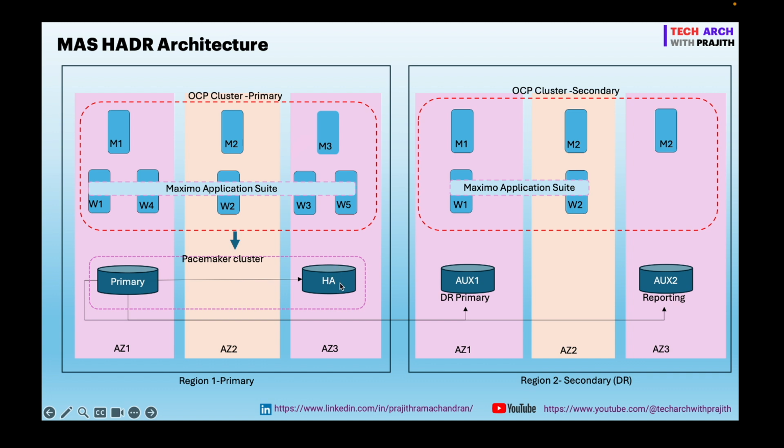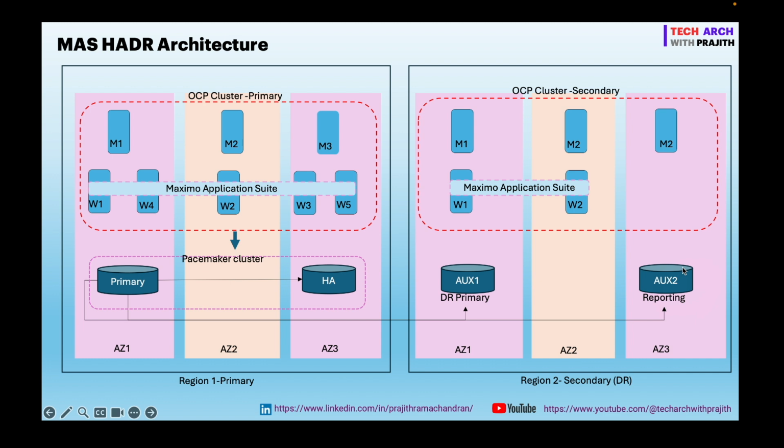We have the HA database, which is a read-only standby database, made up of a Pacemaker cluster. Pacemaker cluster is cluster manager software which is integrated with DB2 Standard and Advanced Edition. So you use an overlay IP there to switch back and forth between primary and HA in the case of an HA event. Now, under the HADR configuration, we also have auxiliary 1 database and auxiliary 2 database.